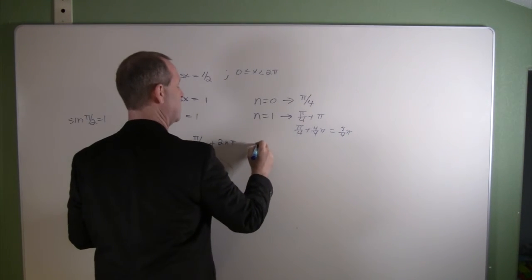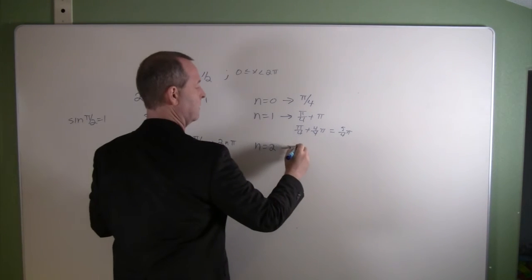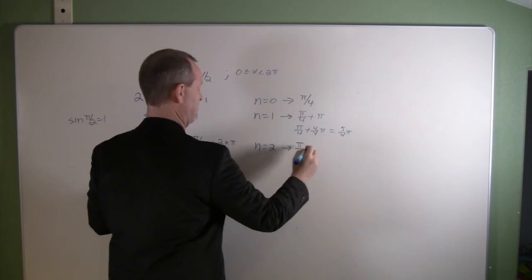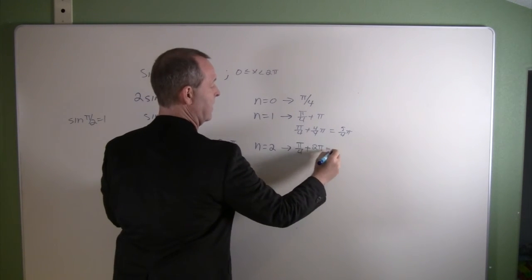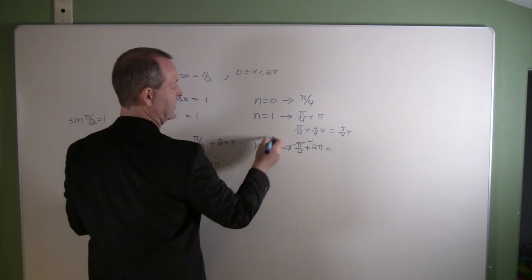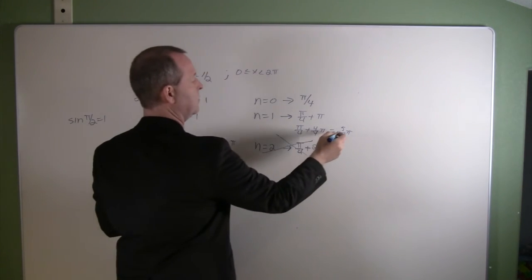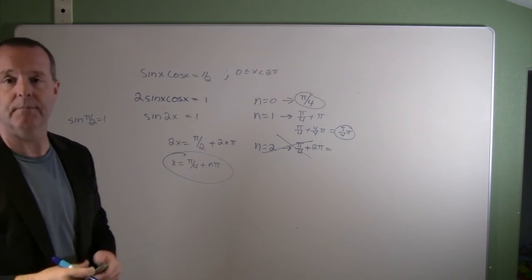Let's try n equals 2. Pi over 4 plus 2 pi equals, and right now I see that anything plus a 2 pi is too big. So I have two solutions that meet these particular parameters.